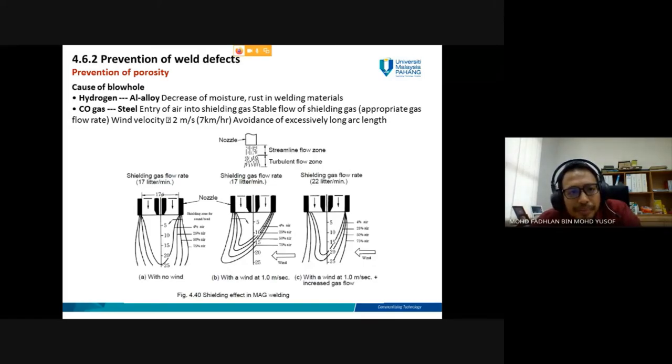And then reaction between CO2 gas and steel also akan hasilkan blowhole. Okay, so to control it we have to prevent air from entering the shielding gas, with a stable flow and appropriate gas flow rate lah. Okay, so kita nak elakkan, inilah cara dia. Antara salah satu cara lain ialah kita avoid excessive long outward length.